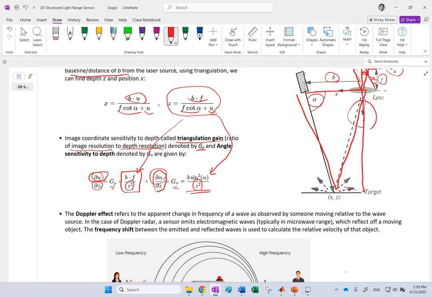Also, you see that the triangulation gain is proportional to the focal length and to the baseline, and the same for alpha.